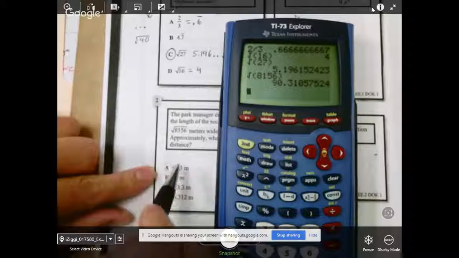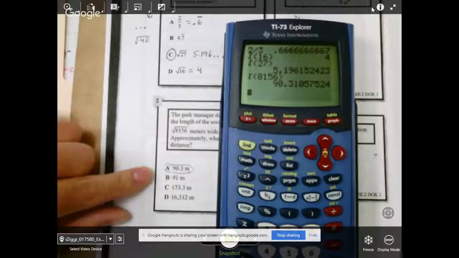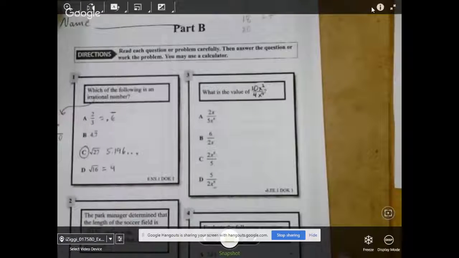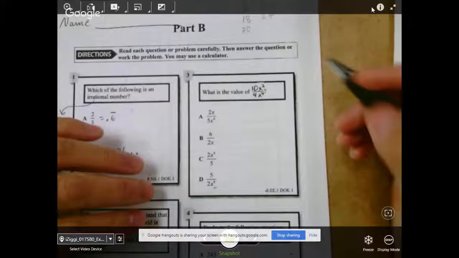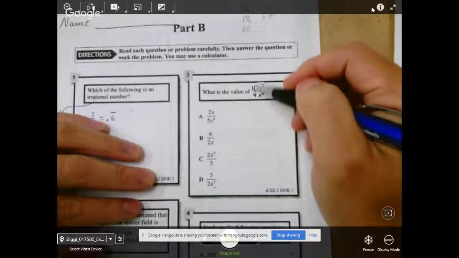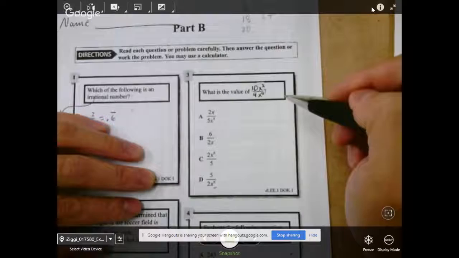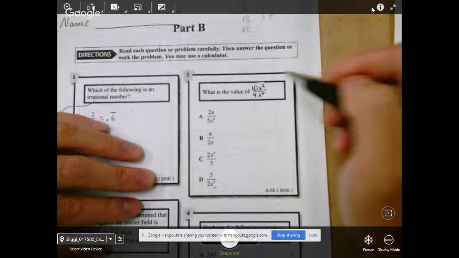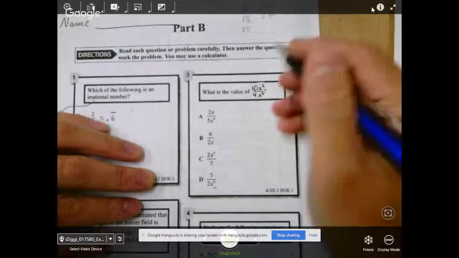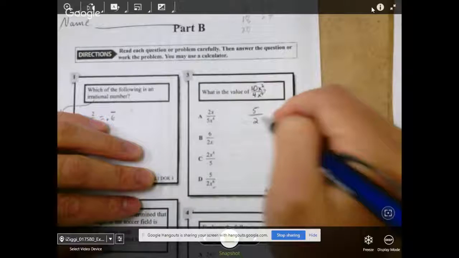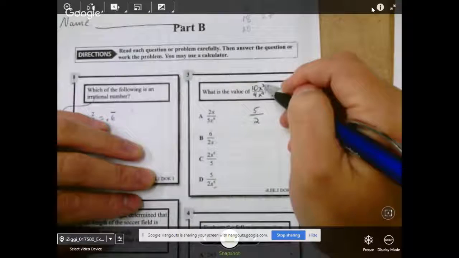Number 3. It's a division problem. The coefficients you divide, the exponents you subtract. 10 divided by 4. Simplify the fraction: 10 over 4 is 5 over 2. And then you do 2 minus 8 for the exponent. 2 minus 8 is negative 6. So it'll be x to the negative 6.